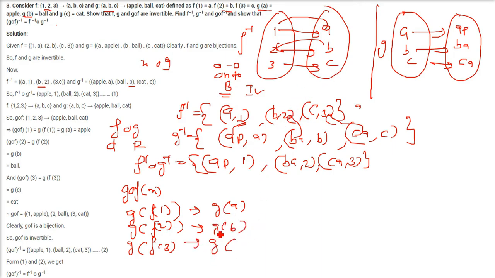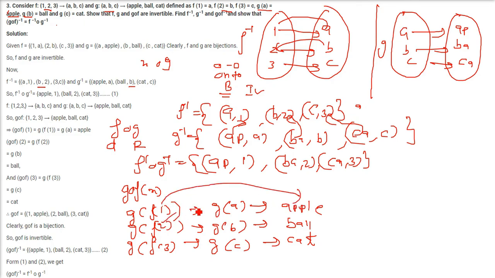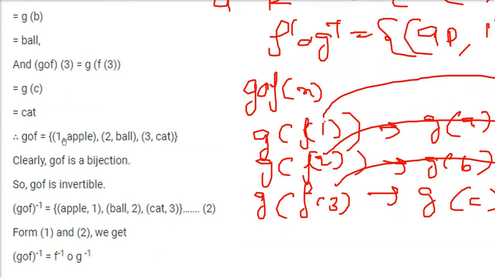Now come to the g function. gA is apple, gB is ball, and gC is cat. So all this has come. The pairing will be 1 comma apple, 2 comma ball and 3 comma cat. That is, 1 will be mapped to apple, 2 with ball and 3 with cat. So this is gof: 1 apple, 2 ball, 3 cat.